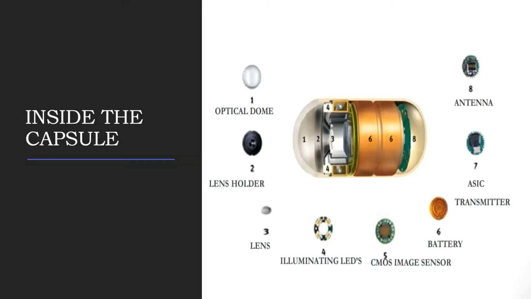Hi, I will talk about the inside of the capsule. Capsule endoscopy has 8 parts. These parts are: optical dome, lens holder, lens, illuminating LEDs, CMOS image sensor, battery, ASIC transmitter, and antenna.